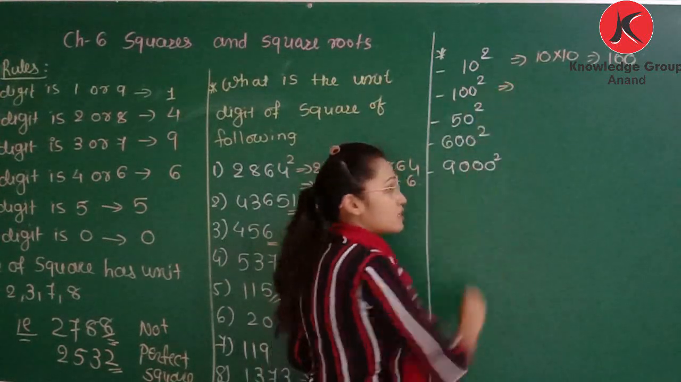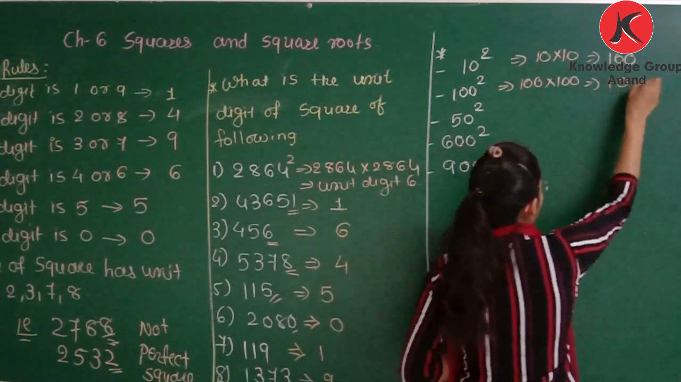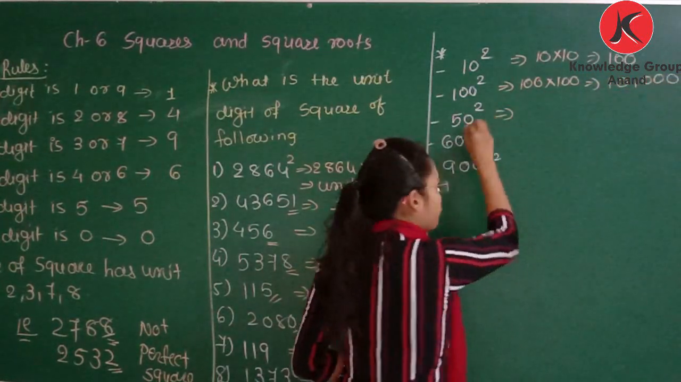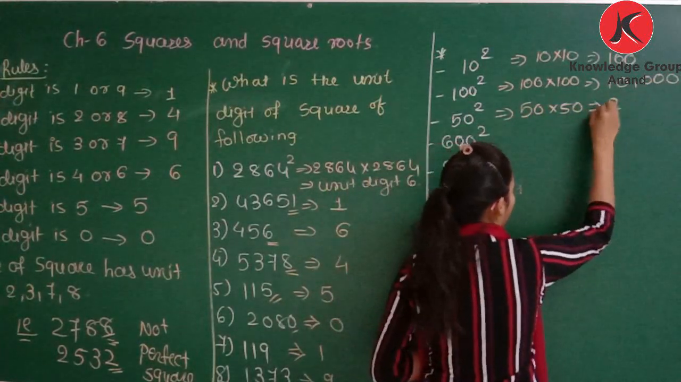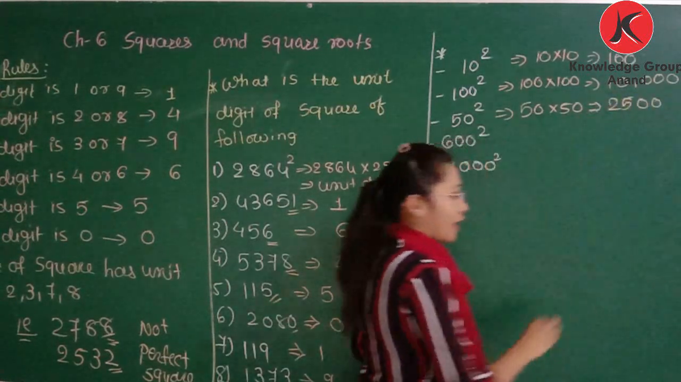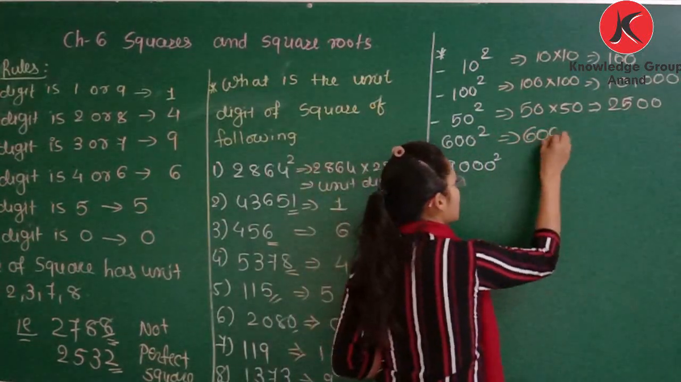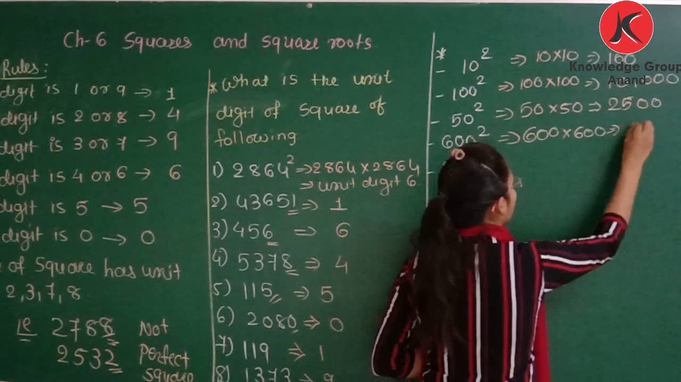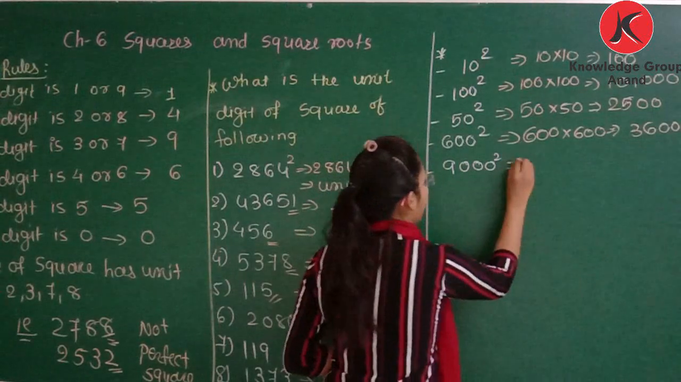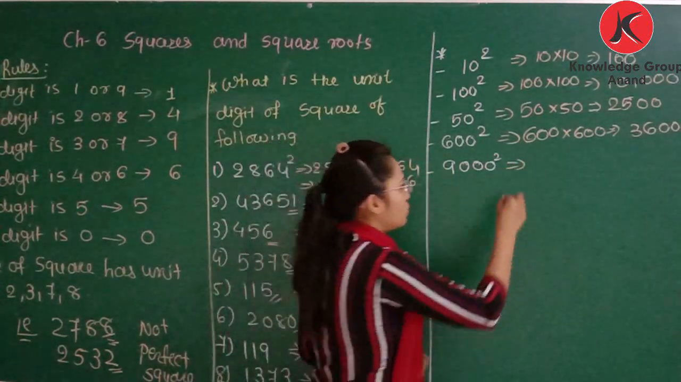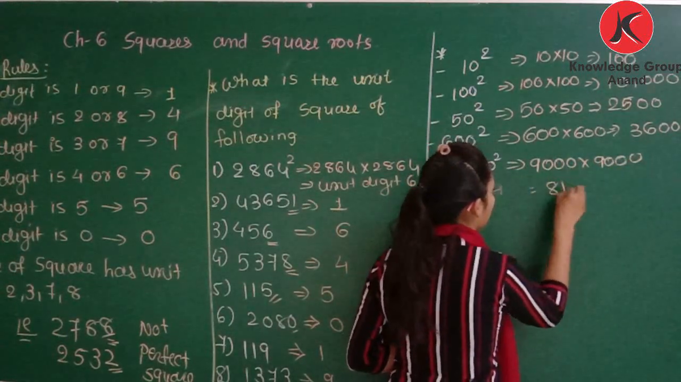If number is 100, then you can write 100 multiply 100. 100 square is what? 10,000. 50. So you can write 50 multiply 50. So you will get 2,500. If it is 600 square, then you need to write 600 multiply 600. That is 3,60,000. And if it is 9,000 square, then you need to find 9,000 multiply 9,000. That is 81,000,000.